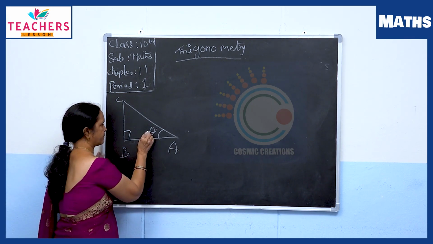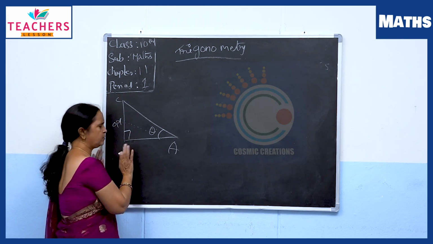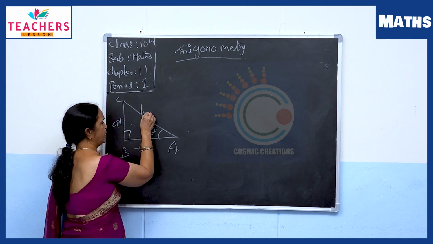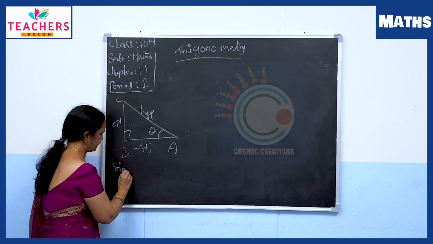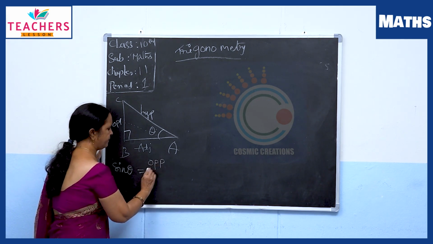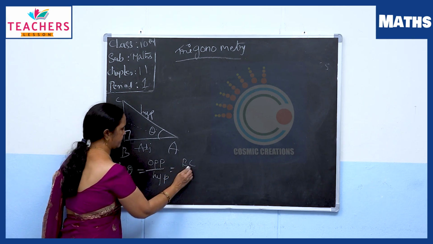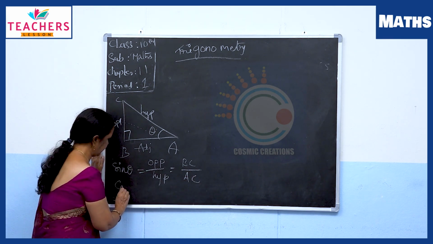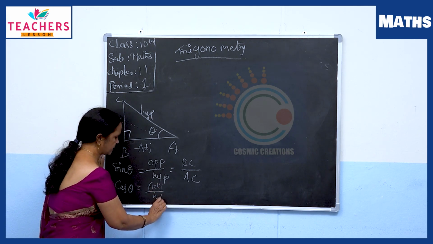This is theta. Opposite to theta, BC, this one. I will write just opposite. Adjacent to theta, this is going to be hypotenuse. How easy? I am going to write sin theta. Let me know what is sin theta. Opposite by hypotenuse. What is opposite? BC. By what is hypotenuse? AC. BC by AC.